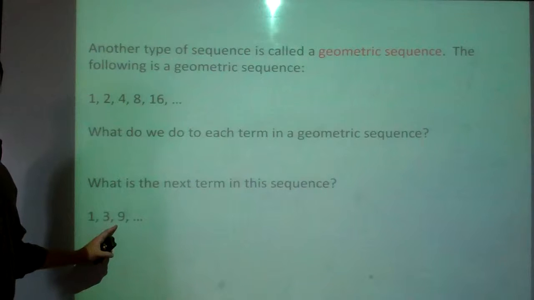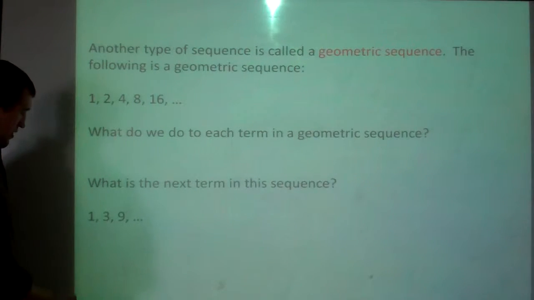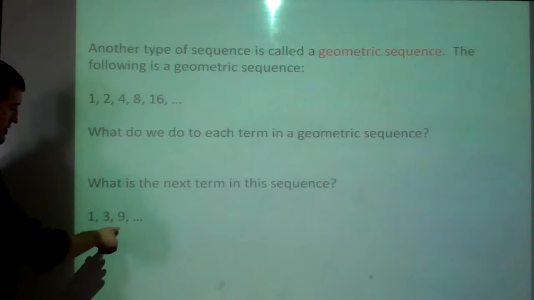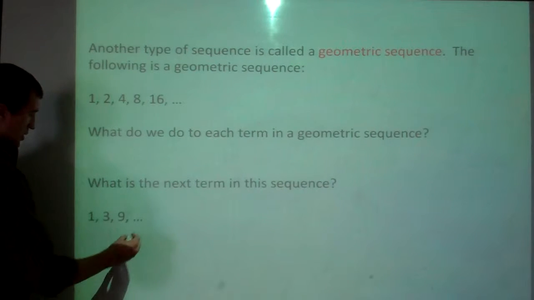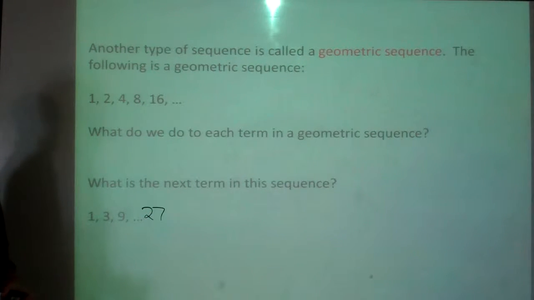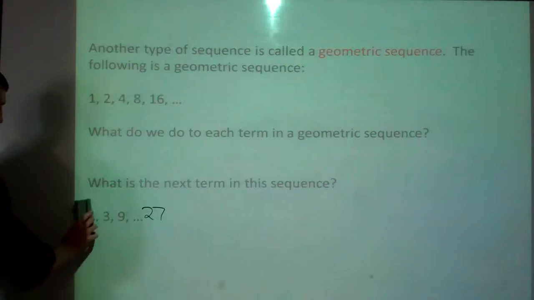The next term in this sequence would be, well, it looks like we're multiplying by 3's. 1 times 3 gives us 3. 3 times 3 gives us 9. 9 times 3 would be 27. So we just keep multiplying by 3's in that term. That is a geometric sequence.